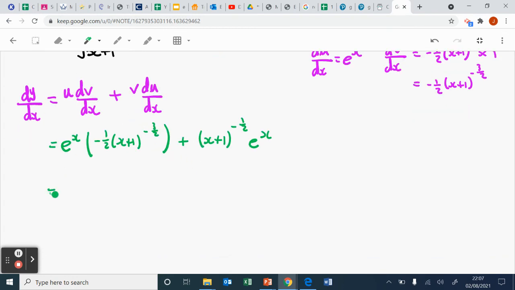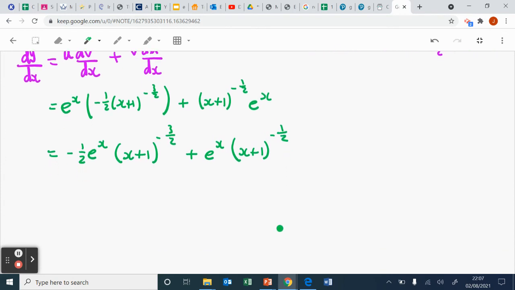Okay, and then that becomes minus a half e to the power of x times x plus 1 to the power of minus 3 over 2, plus e to the x times x plus 1 to the power of minus a half. Now this is officially differentiated, but we can take it just a little bit further, where we can simplify.